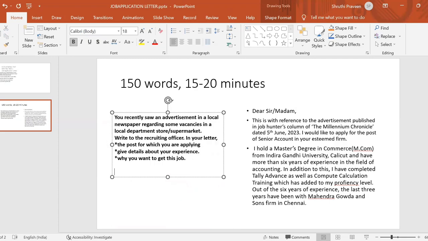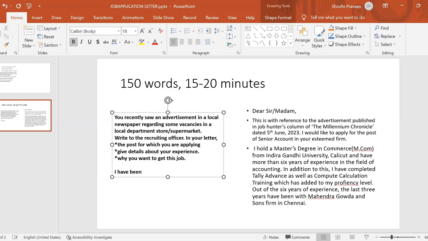Okay, now I'm going to write about the third point, why you want to get this job, and it is in a different paragraph. It has to be in a different paragraph. So why do you want to get this job? You can write any reason, personal or professional reason. Okay, I'm going to write a slightly personal reason.